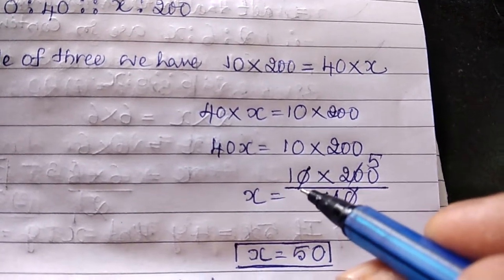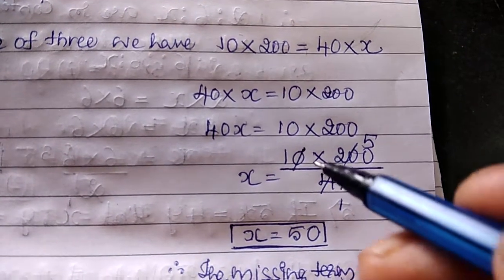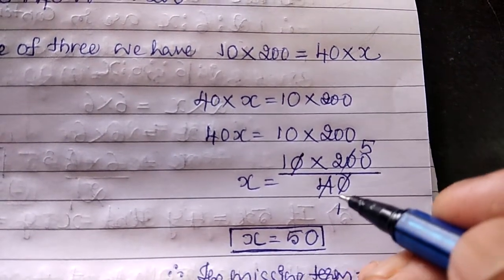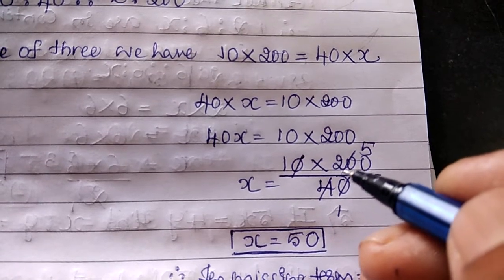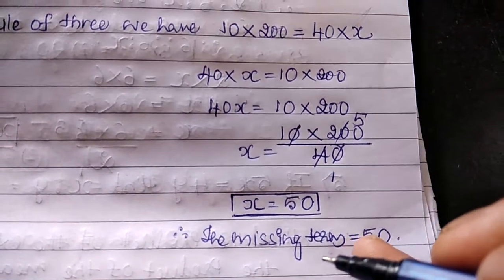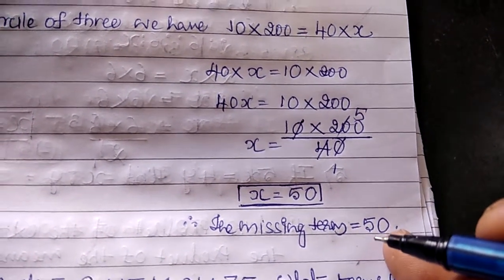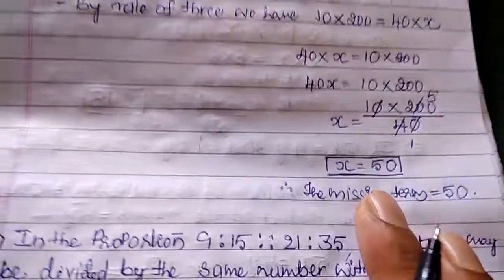x is equal to 10 into 200 over 40. So therefore the zeros cancel. 4 1s are 4, 4 5s are 20. So therefore x is equal to 50. So this is the missing term or missing number, 50, the required answer.